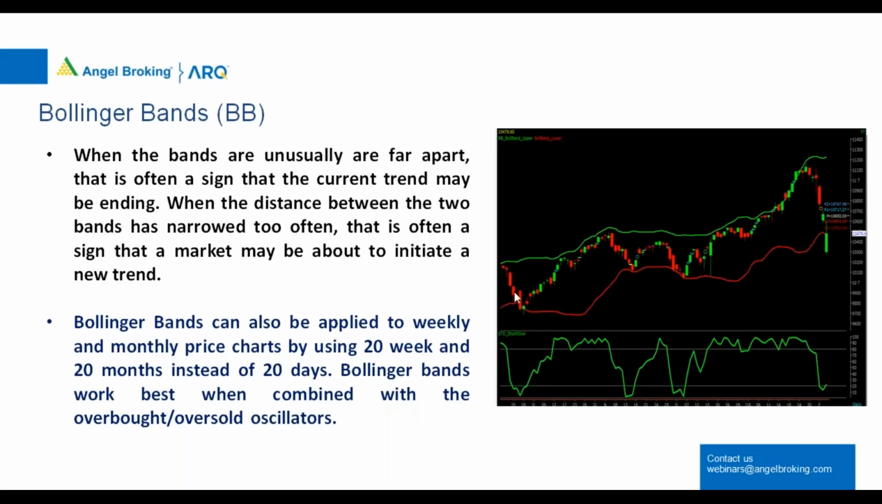And if you can see this, what is here? It is in oversold territory. You can see this is the 20 period level here, so it is below 20. So this is in oversold territory.